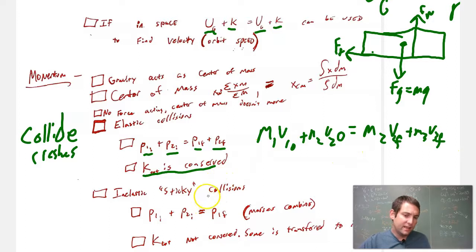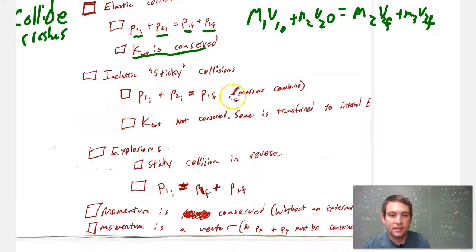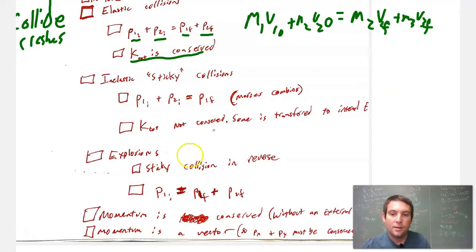If it's an inelastic or sticky collision, then we're combining the masses. In this situation, momentum is conserved because momentum is conserved in all collisions. Angular momentum is conserved in all collisions as long as there is no external force acting on the system. So momentum is always conserved, and kinetic energy is not conserved with this. Some of the energy is dissipated out in the form of heat and sound.